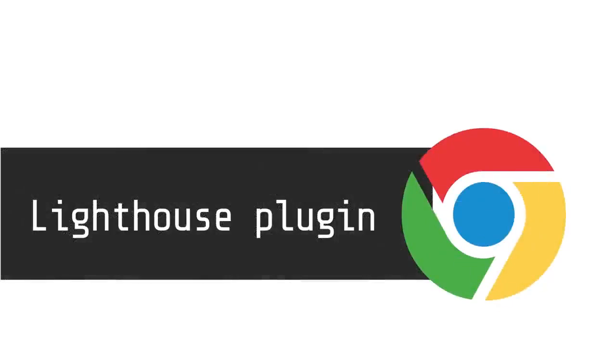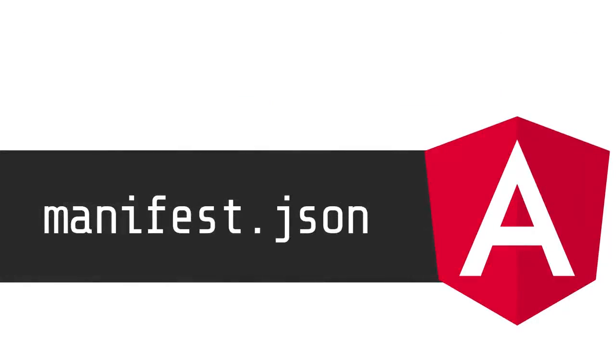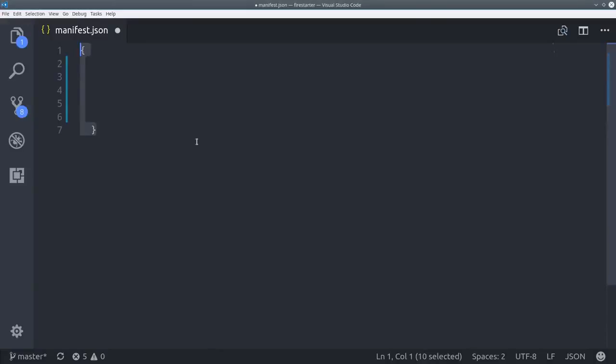The first step is to install the Lighthouse plugin for Chrome. You can get it in the Chrome store, and it's what we're going to use to generate the actual audit on the site. The next step is to create the manifest.json file in the source directory of your project.